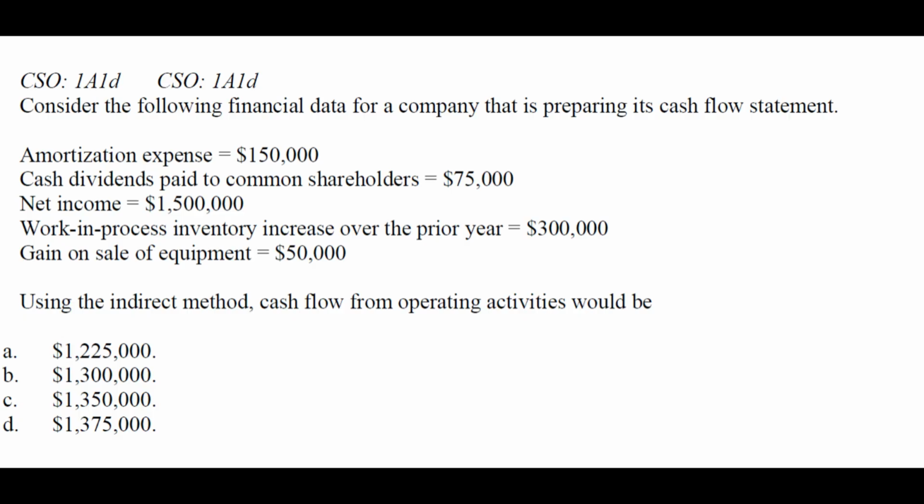Correct answer, B. $1,300,000. Exam tip. For the indirect method, remember the sequence. Start with net income, plus add back non-cash expenses, depreciation, amortization, minus remove gains, plus add losses, on asset sales, plus or minus adjust for changes in working capital. Also remember that cash dividends paid are financing activities, so they do not affect operating cash flows.